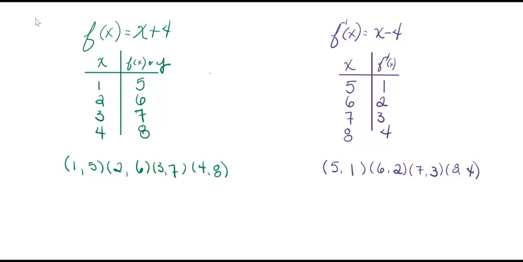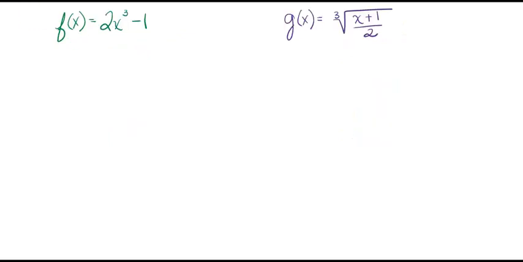If I give you two functions and say, are they inverses of each other, how would you tell? Take, for example, these two functions. F of x equals 2x to the third minus 1, and g of x equals the cubed root of x plus 1, all over 2. If I told you they were inverses and asked you to prove it, or if I asked you, are they inverses, what would you do? How would you figure it out?